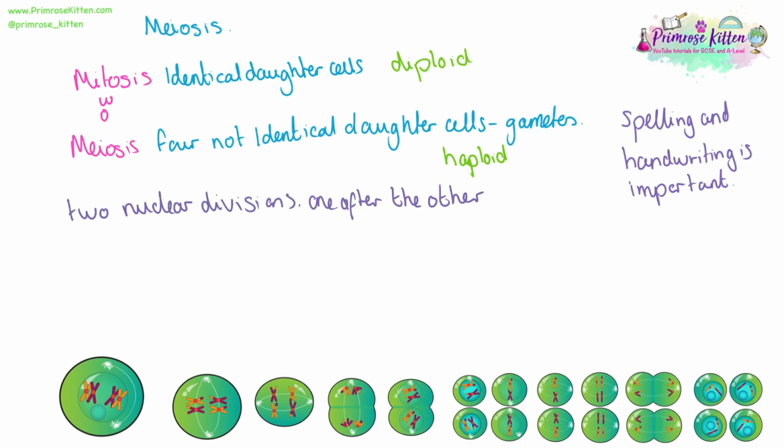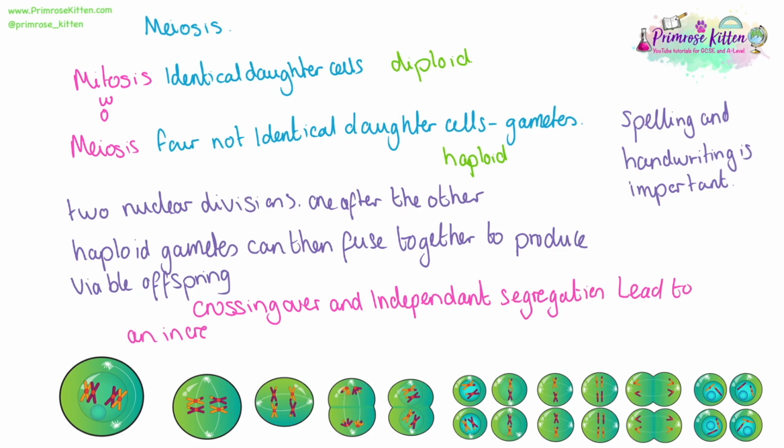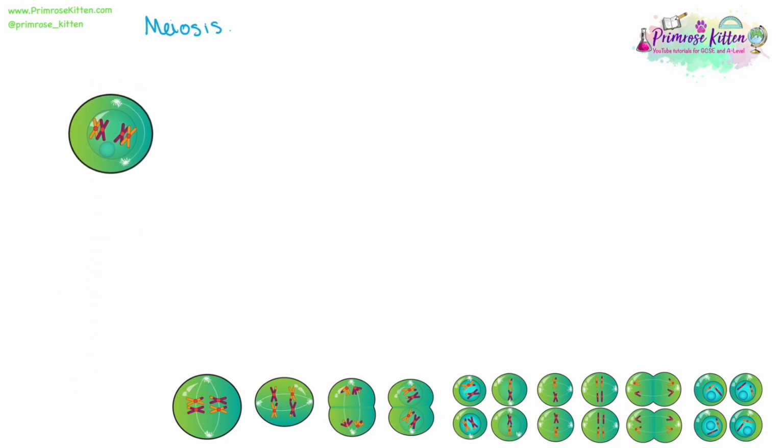Meiosis is two nuclear divisions, one after the other, leading to haploid cells. These gametes can then fuse together to produce viable offspring. Crossing over and independent segregation lead to an increase in variety. The stages in meiosis are very similar to those in mitosis, in that we'll have metaphase and anaphase and telophase.